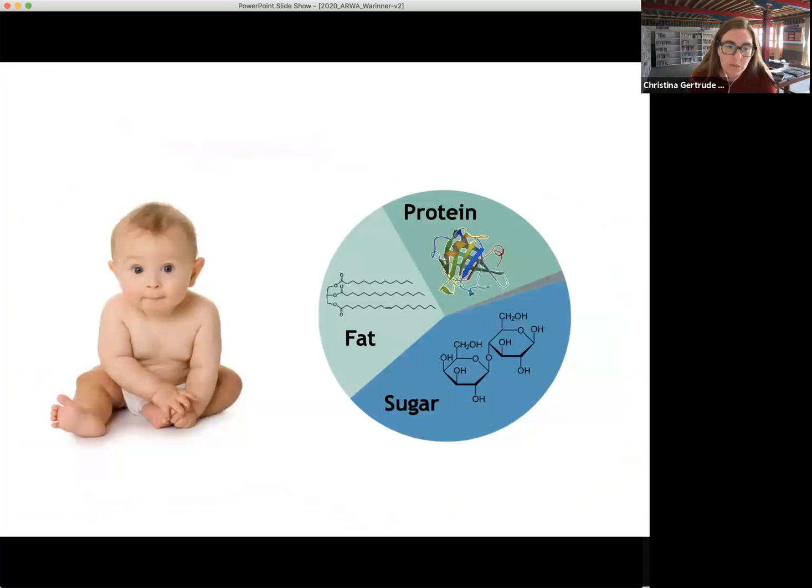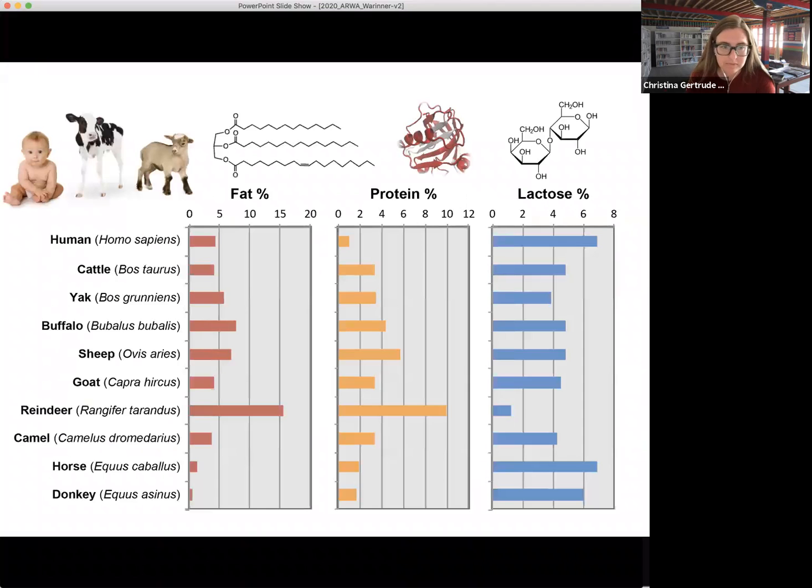So there are many reasons why milk is useful. Of course, milk is the food that mammals produce for their infants, and it is extremely rich and highly tailored for growing an infant. It's rich in sugars, and specifically the sugar lactose. It's rich in proteins, it's rich in fat, and milk is really perfectly balanced for a growing baby.